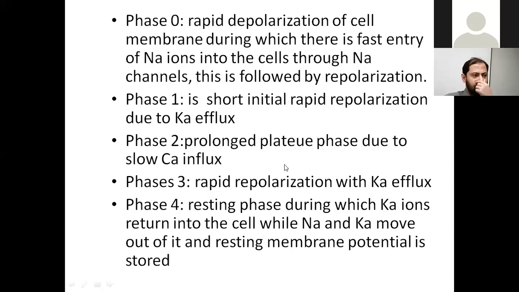In contrast, in phase 3, there is a rapid repolarization with potassium efflux. And in phase 4, there is a resting phase during which potassium ions return into the cell, while sodium and calcium move out of it.